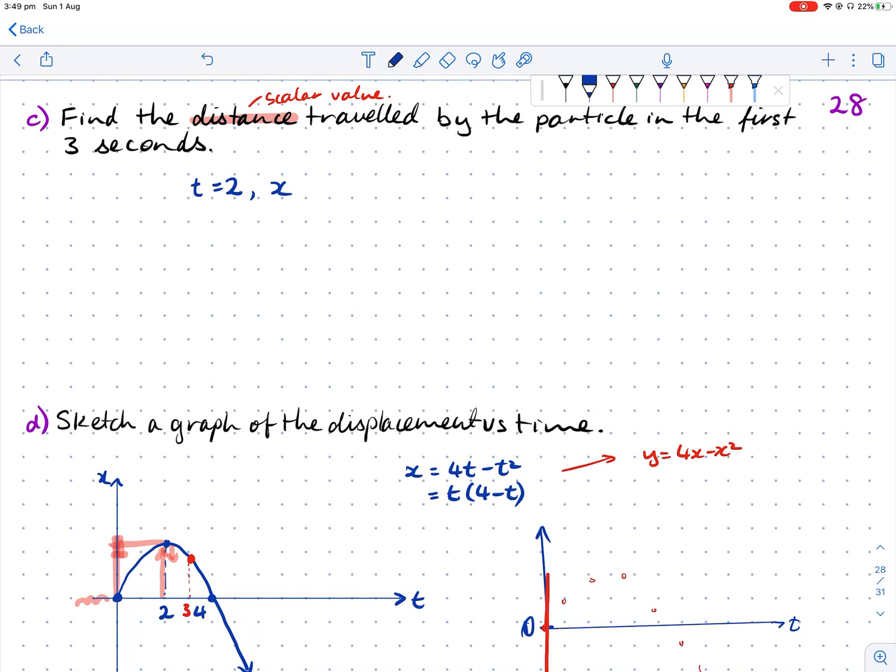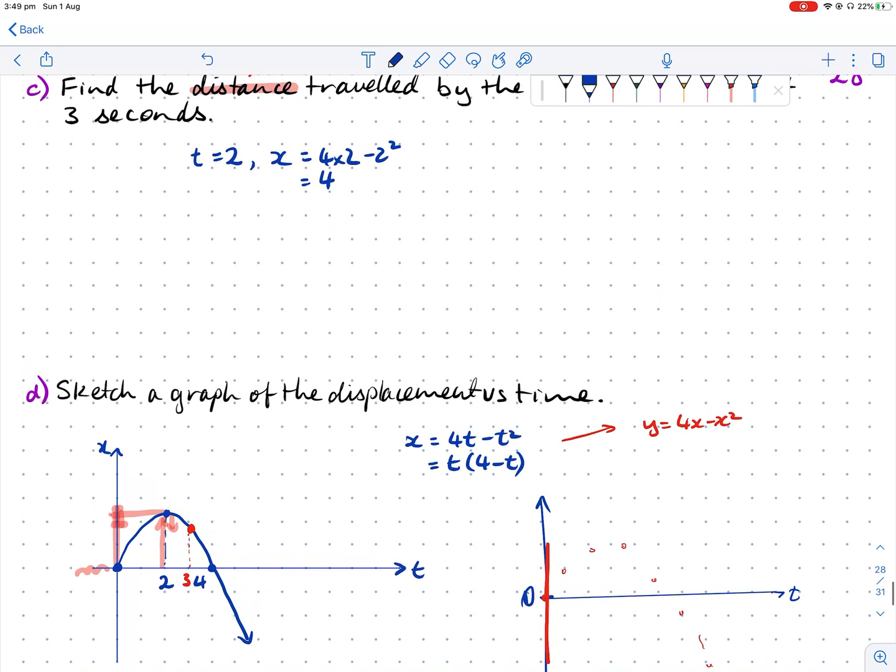So when t is equal to 2, then x is 4 times 2 minus 2 squared, which is 4 units. So what's happened is, in the first 2 seconds, in this bit here, the particle's travelled 4 units up, and then it's going to travel back down. So we need to work out how much it's travelled down by. So when t equals 3, we're going to calculate x. So it's 4 times 3 minus 3 squared. That's 12 minus 9, which is 3.